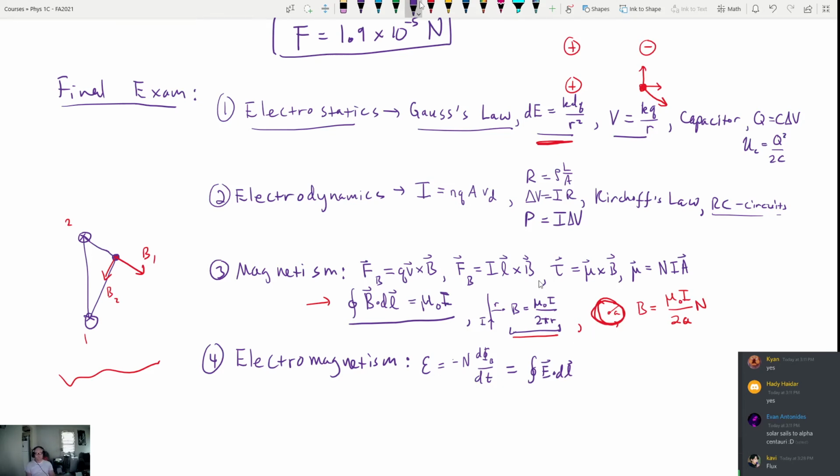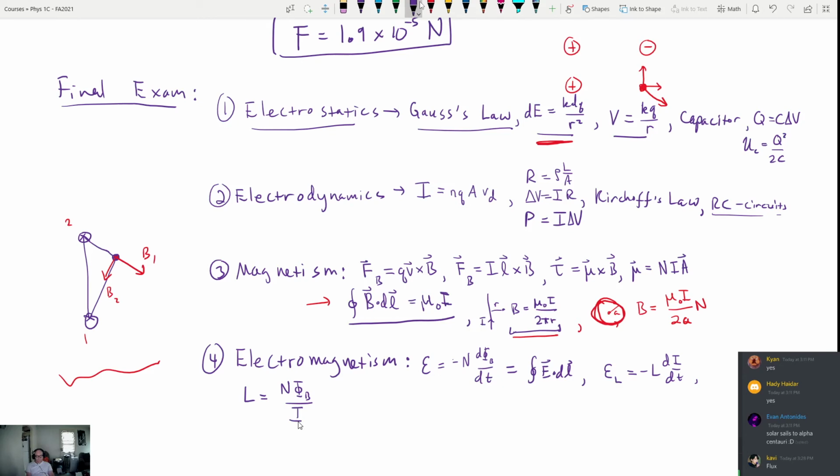Yeah, that's it. So we use this equation to solve for when you have changing fluxes, that's going to produce an EMF. And then the next thing after this is an inductor, where the EMF is negative L di dt, and we learned that you can calculate the inductance by using this expression, N phi B over I.